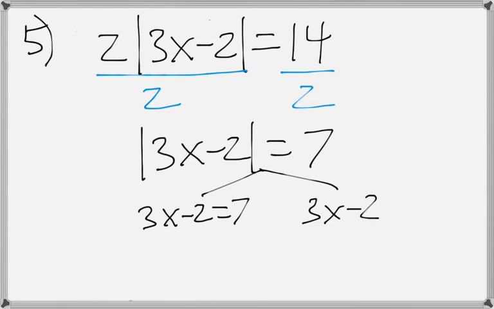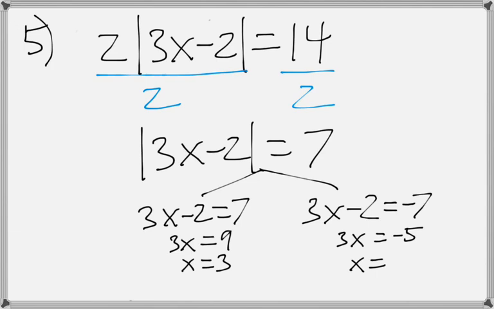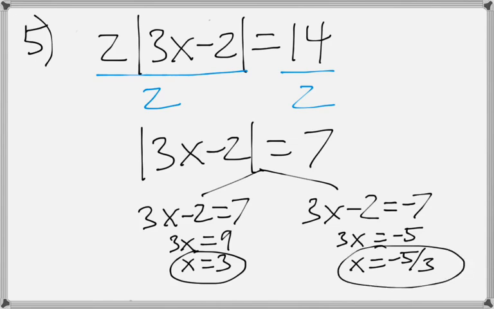So 3x minus 2 is equal to 7, and 3x minus 2 is equal to negative 7. So again, 2 branches, 1 positive, 1 negative. And then I need to solve on each of these. So 3x is equal to 9, and x is equal to 3. If I add 2 to both sides, 3x is equal to negative 5, and x is equal to negative 5/3. So those will be our 2 solutions. Again, if you want to check your work, you can plug them back into the original.